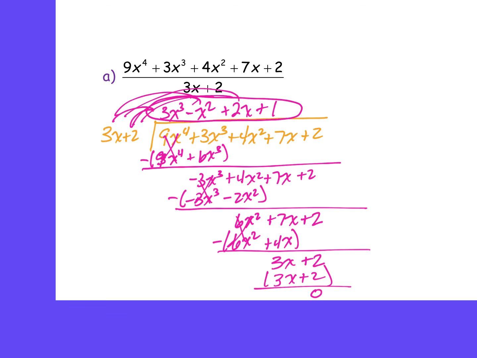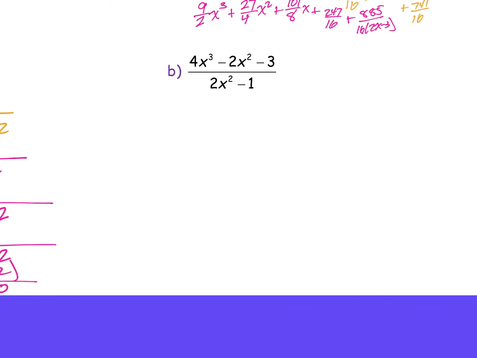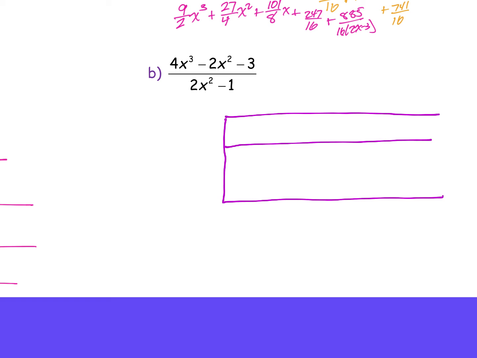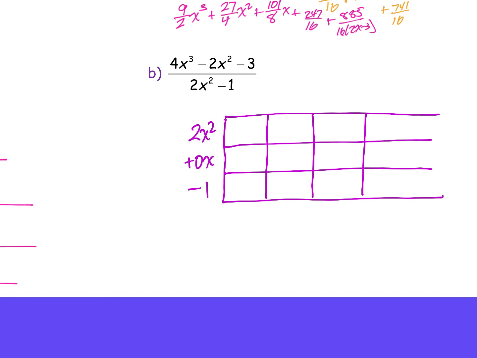So number B, I'm going to do by the box method. On this one, I'm looking at my divisor, and I have x squared and I have 1. What's missing? X, right? So I'm going to add an x in there. So I'm going to have 3 boxes this time, because I have 2x squared plus 0x minus 1.